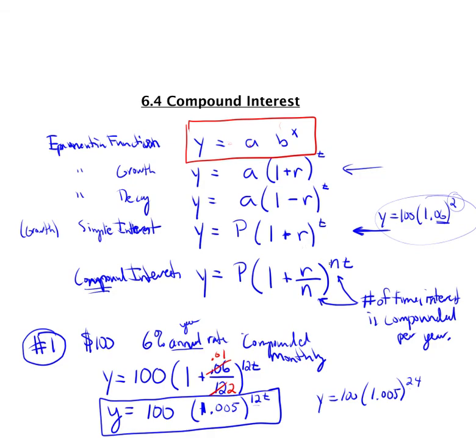Now the tricky one is the compound, because compound is the number of times in that period, but then you have to take the rate at the same time and divide it. So really you're multiplying the exponent by n, and the inverse would be dividing the rate by n.